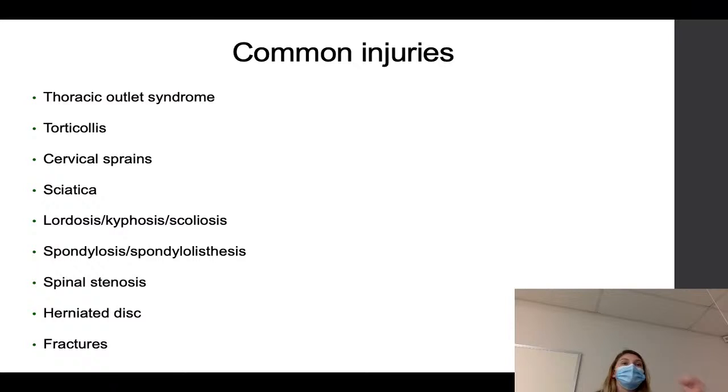Okay, any questions on the muscles before I move on? We're going to talk about the fun stuff, some injuries. These are the injuries we're going to talk about. You don't need to write all these down because I'm going to talk about them all next. So thoracic outlet syndrome, torticollis, sprains, sciatica, lordosis, kyphosis, scoliosis, spondylosis and spondylolisthesis, which are hard to say. They're often called spondies. Spinal stenosis, herniated discs, and fractures.